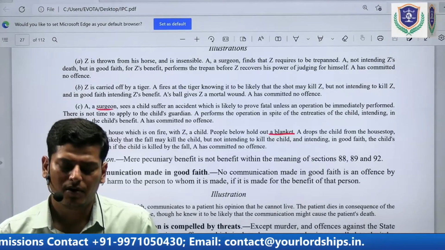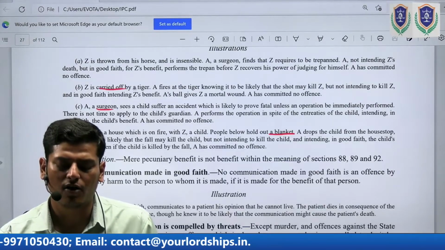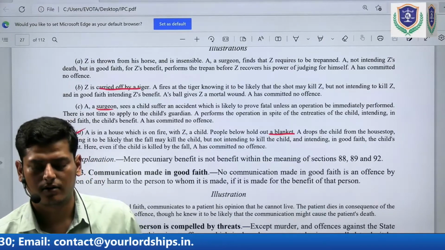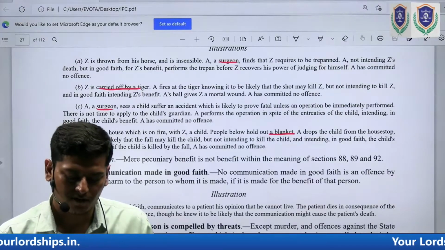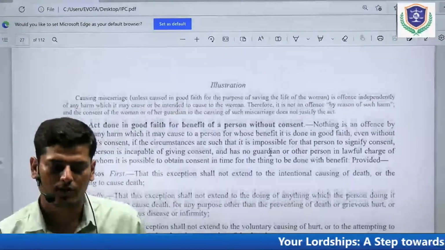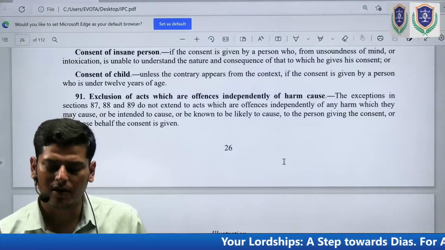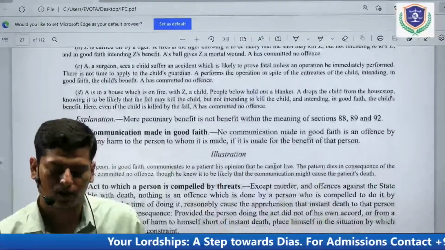The surgeon example, without the consent if surgery is done, carried off by a tiger, and then again a similar example, trepanned for surgery. These all are given under section 92. Offenses independently act which is independently of the harm caused; I told you this yesterday itself. So 92 is done.